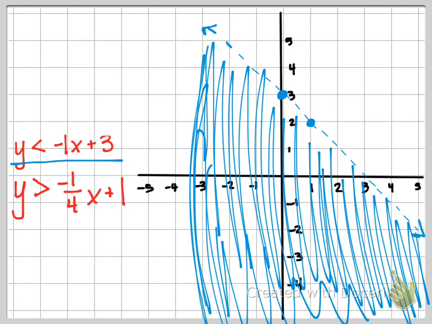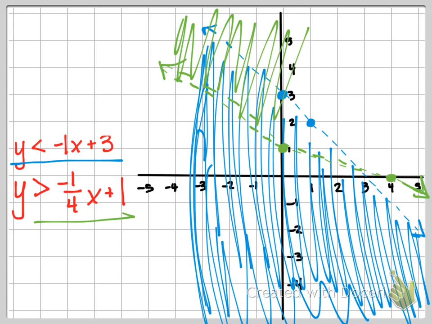Now let's graph the next line, and we're going to do this one in green. I'm going to go to 1 on my y-axis, so I put my first point here. Then I'm going to go down 1, but I'm going to go over 4: 1, 2, 3, 4. And am I going to have a dotted line or a solid line? I'm going to have a dotted line. And these are not perfectly straight lines, and that's okay because we don't have a ruler. And then it's greater than, so I know it's going to be everything above the line. So I shade everything above the line.